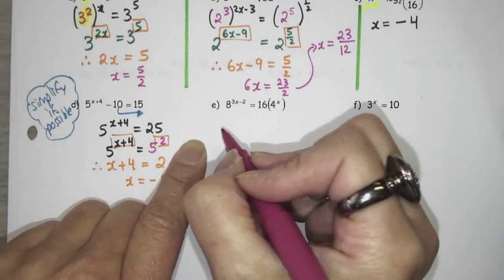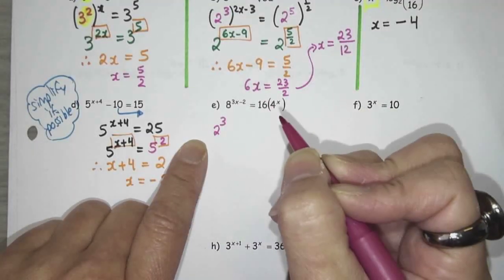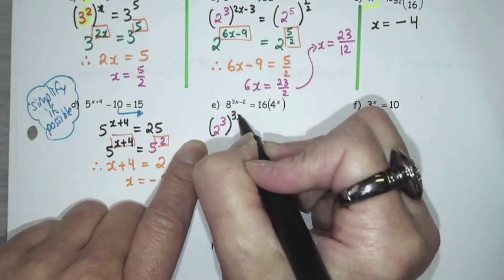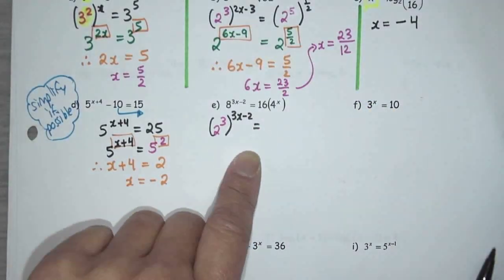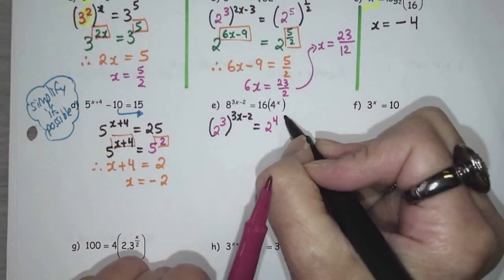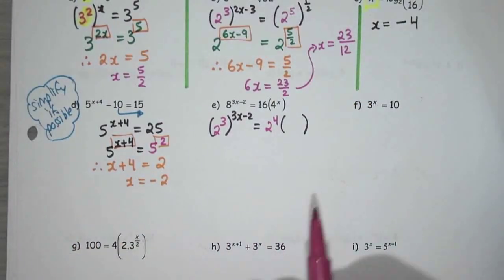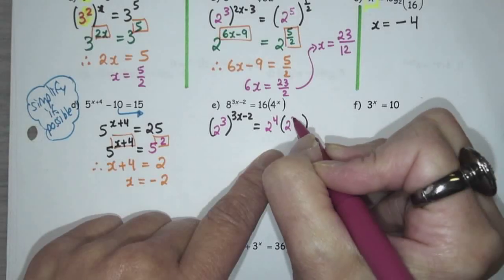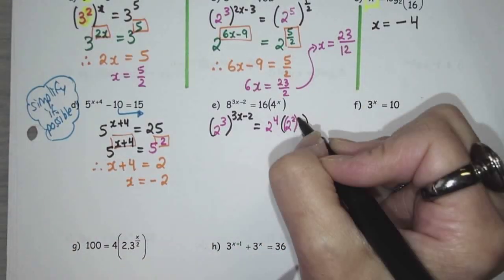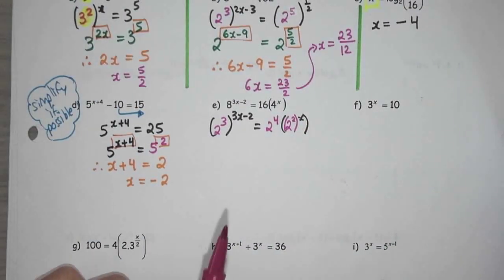So 8 is 2 to the 3, right? And then keep the outside. 3 to the x minus 2. 16 is 2 to the 4, right? And then here, 2 squared to the 4, to the x. Does that make sense?